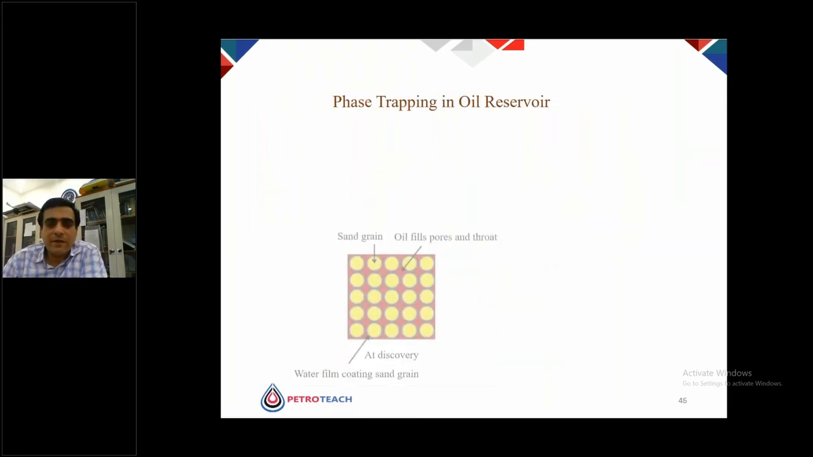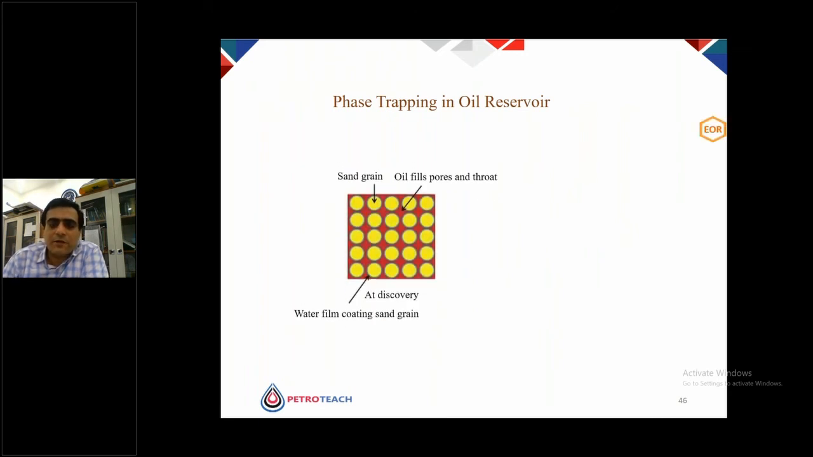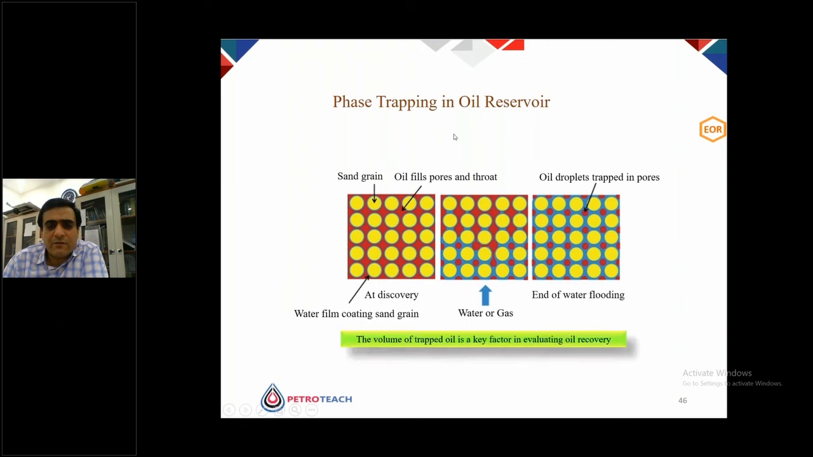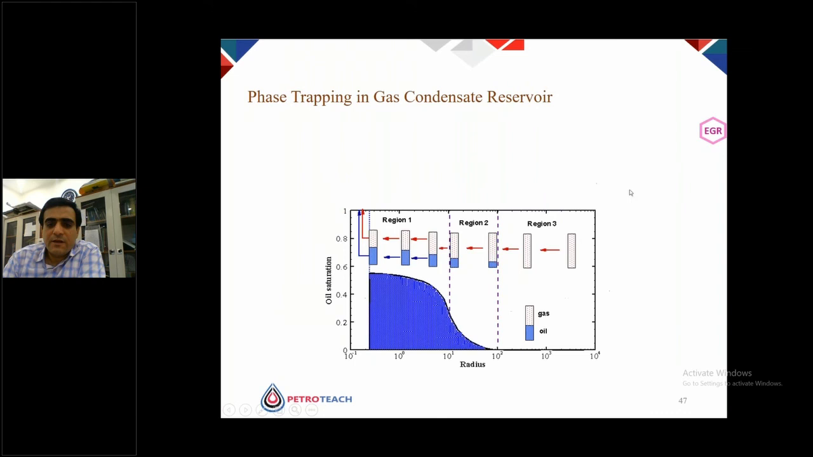We have already been working on the trapping, and we can see here a schematic of the phase trapping in oil reservoir. After water flooding, some of the oil is left behind in the reservoir, oil droplets trapped in the pores. And in the gas condensate reservoirs, when the reservoir pressure declines during the production, a bank of condensate forms and propagates to near the wellbore, and we can see the condensate production.